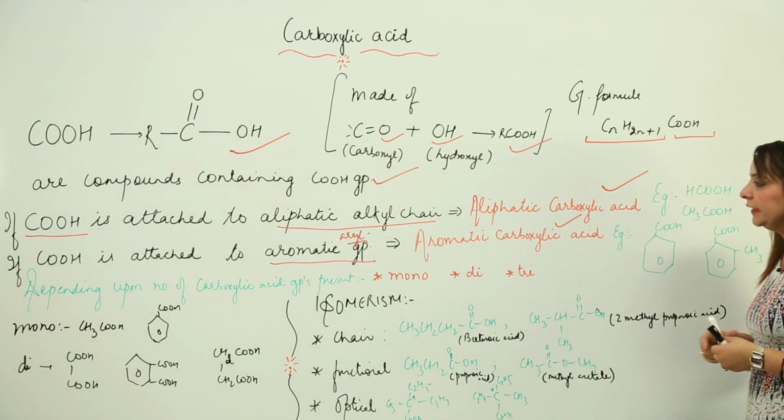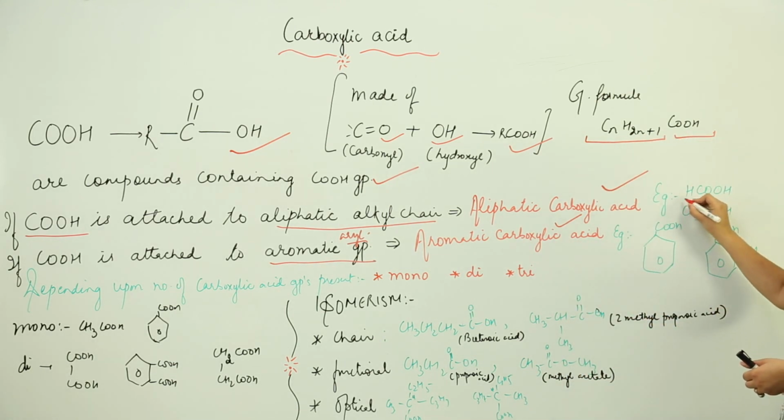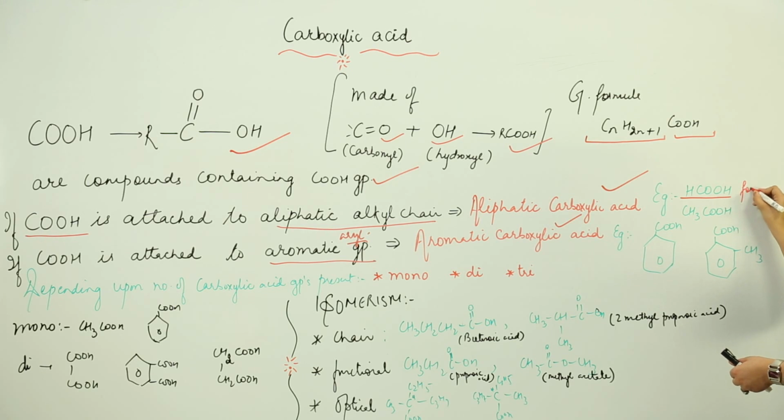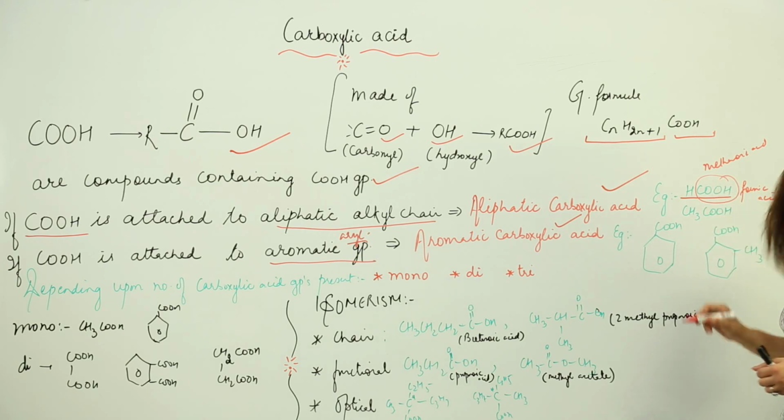Suppose we take a few examples. This is HCOOH. We know that the common name is formic acid, and its IUPAC name is methanoic acid. So here you have seen that COOH is present and there is no ring-like structure. So it is a member of aliphatic carboxylic acids.